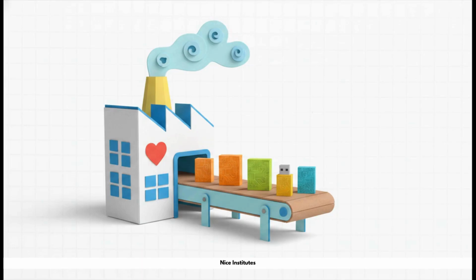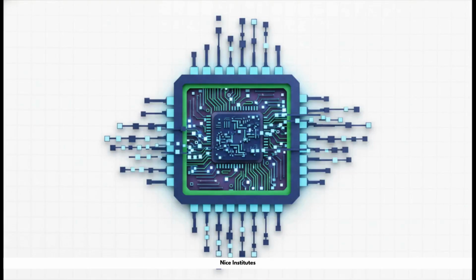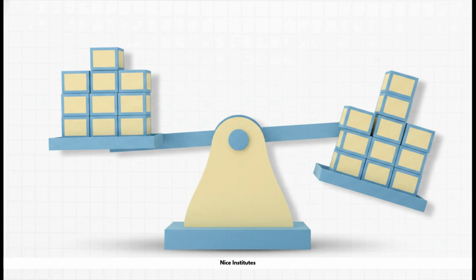See, storage makers use the base 10 system. It's all about clean, simple powers of 1,000. So for them, 1 megabyte is exactly 1 million bytes. It's just neater for marketing. But your computer, its operating system thinks differently. It uses a base 2 system based on powers of 1024. In this system, a kilobyte is 1,024 bytes. That little difference really adds up on big drives. And that right there is your so-called missing space. It's not gone, it's just a measurement thing.